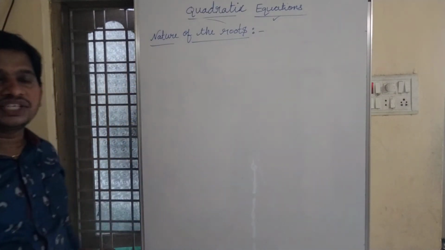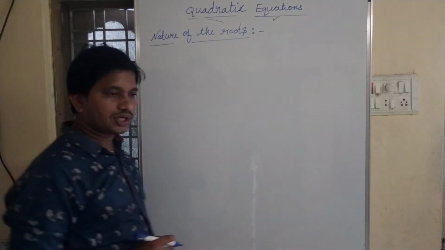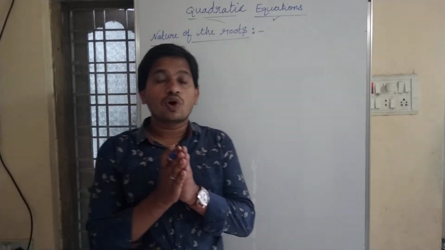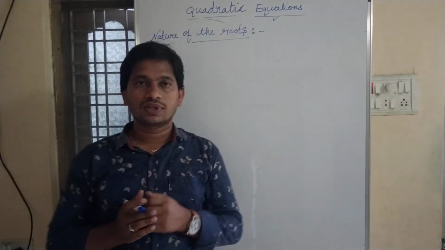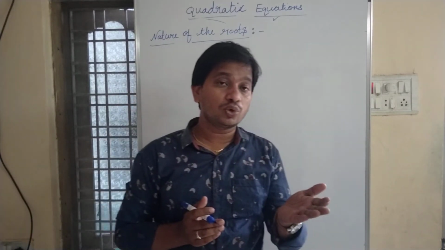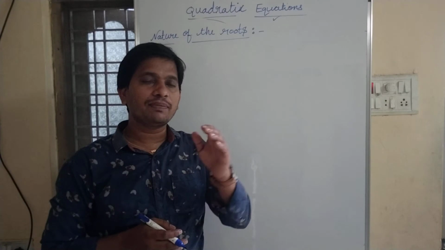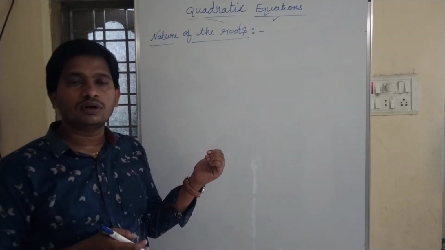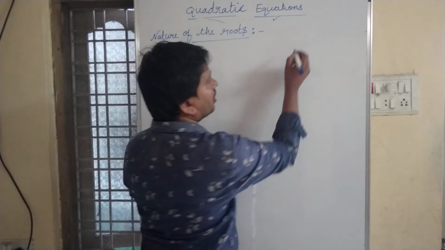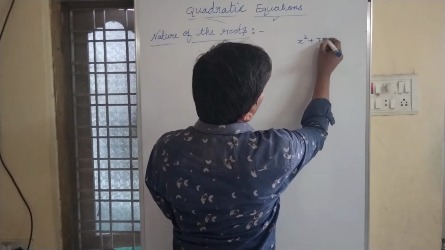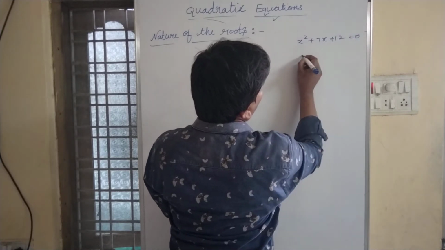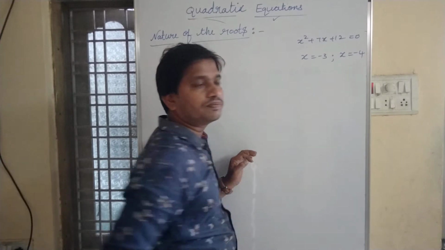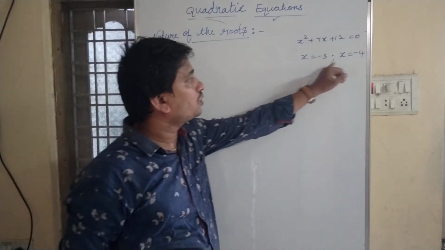Now let us see the nature of the roots. So children, a quadratic equation has two roots. Those two roots may be distinct, I mean we may get two different roots. See here, in the previous example, for the quadratic equation x square plus 7x plus 12 is equal to 0, we got two roots, one is x is equal to minus 3 and the other is x is equal to minus 4. We got two distinct real roots.